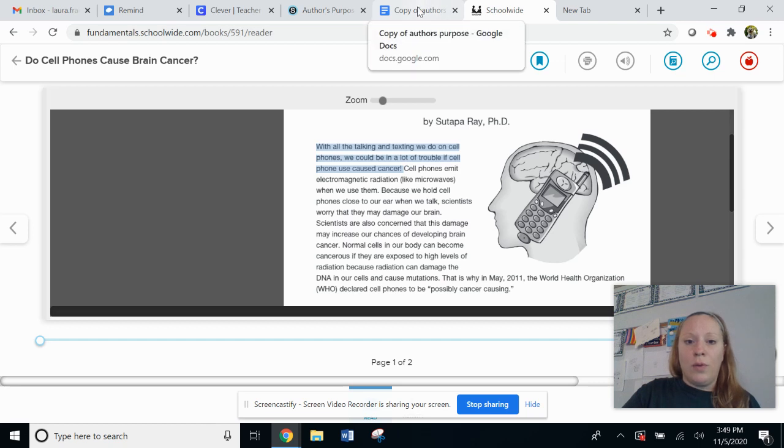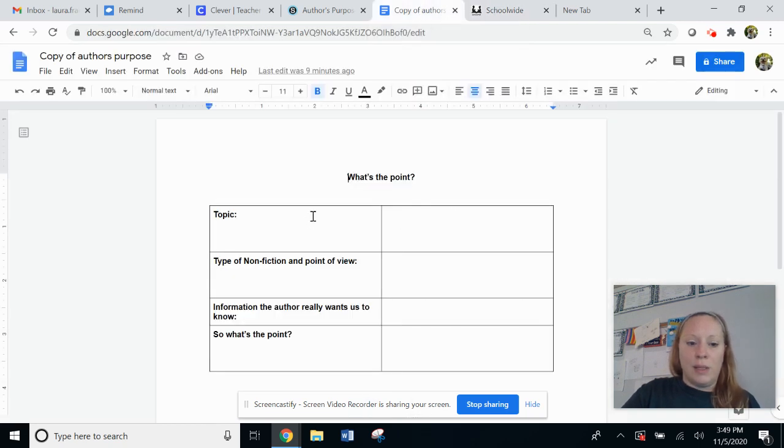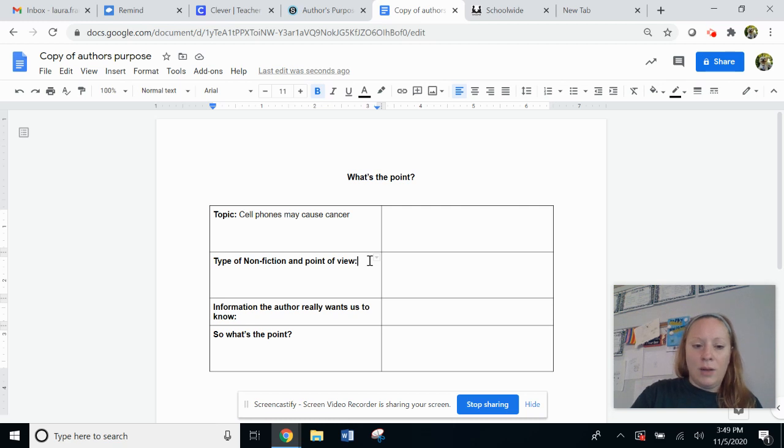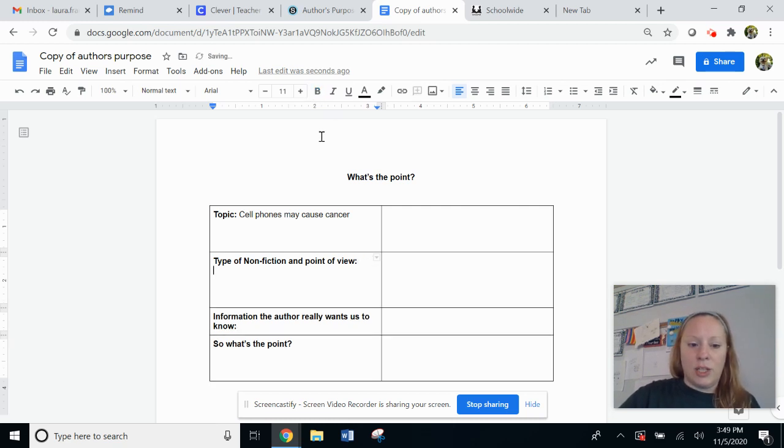So I'm going to toggle over to my graphic organizer, and I can identify the topic of this. Cell phones may cause cancer. Notice I put may cause cancer because that's the argument, and now we're going to need to read the evidence that supports that argument. I can also take a peek at this next section.